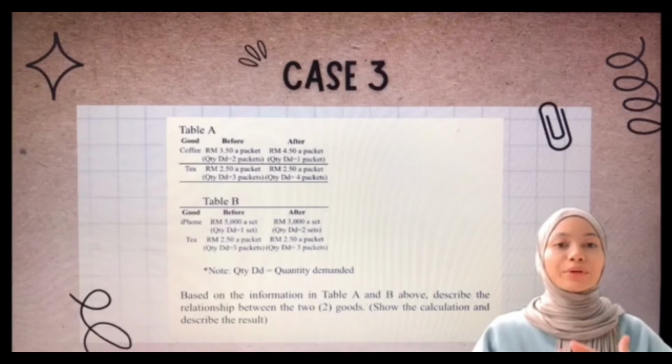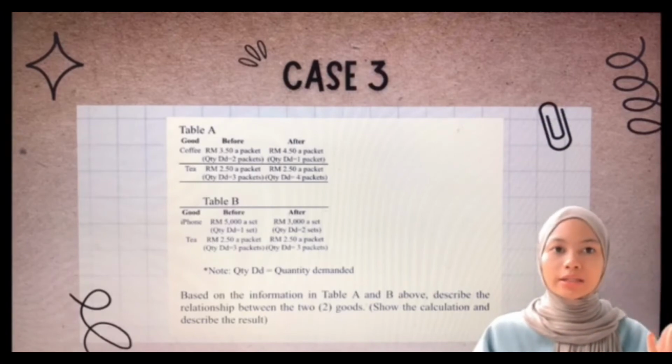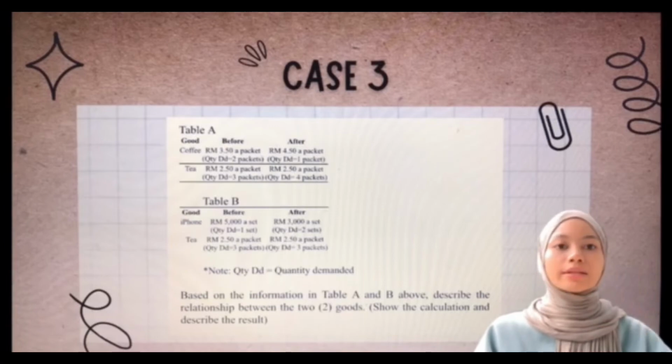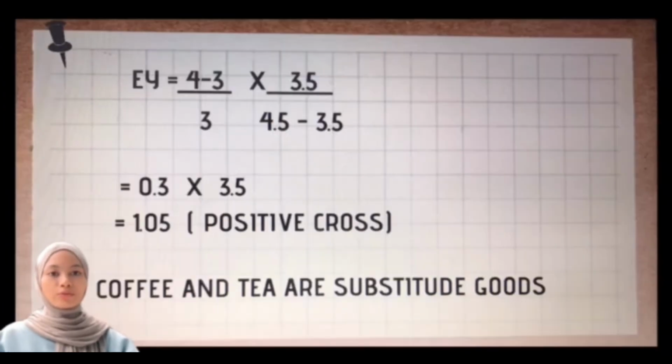So now I will explain about the problem of case 3, which is how to calculate between two goods and describe the result. We will start with calculating table A to know the elasticity, which is we have to subtract between the new and the old quantity of tea, which is 4 minus 3. Then we have to divide it by the old quantity, which is 3. Then we will get 0.3.